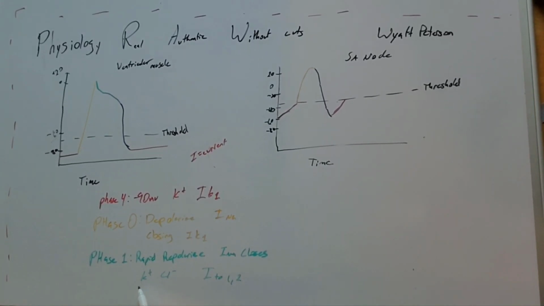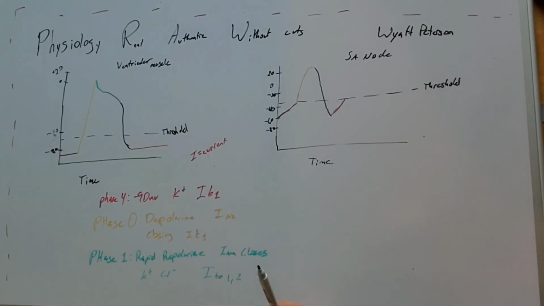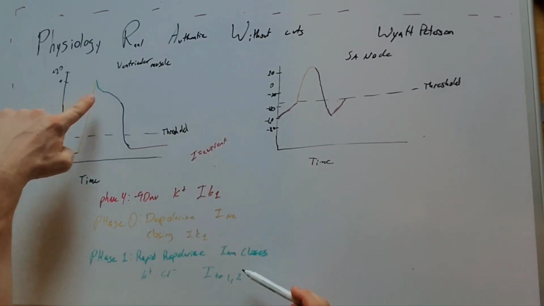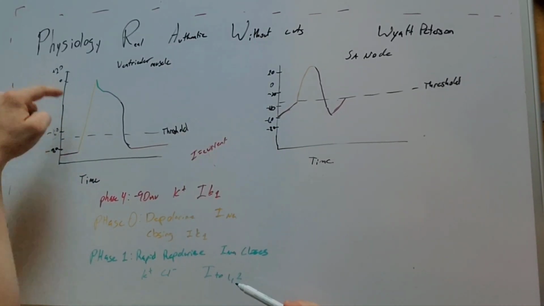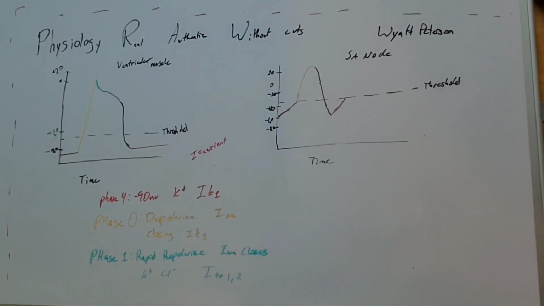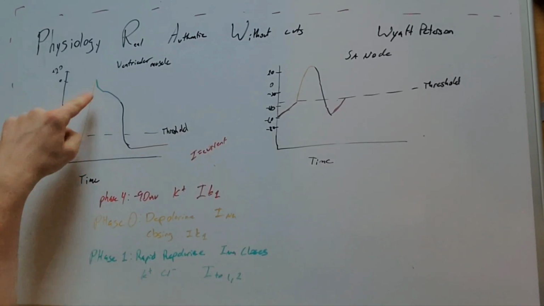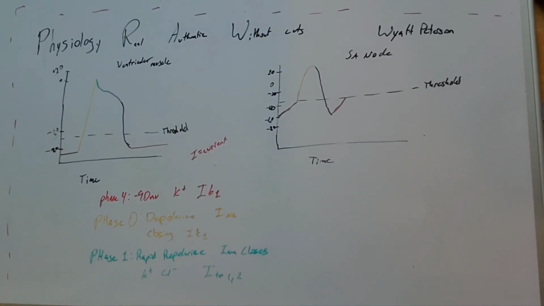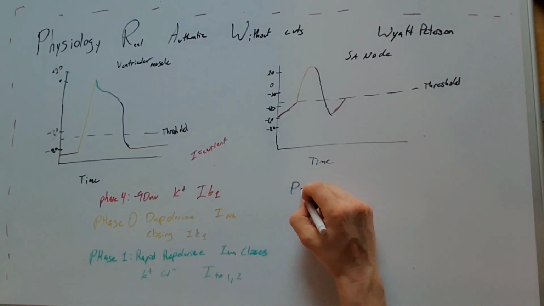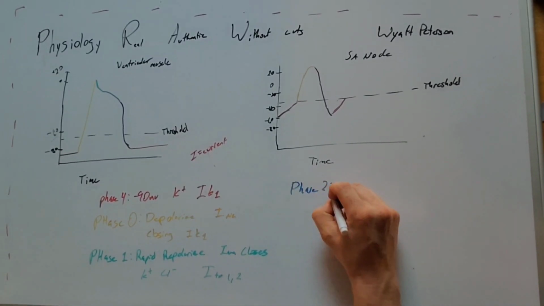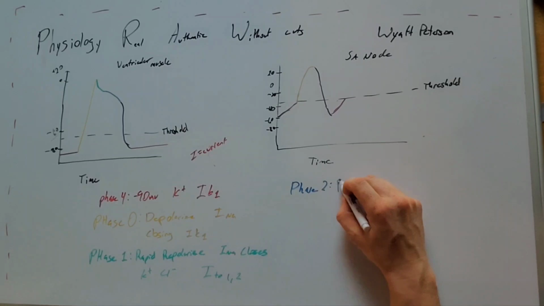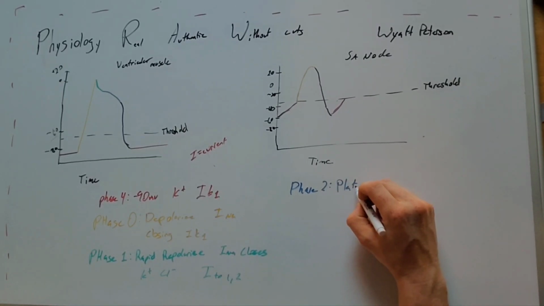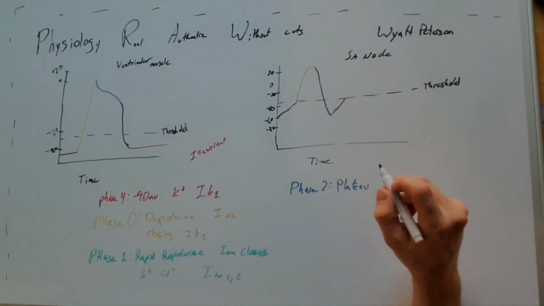So the potassium will go back out of the cell to bring down the charge, and chloride will rush into the cell to bring down that charge as well. You can see that it levels out a little bit, and we'll get into that. That is called phase 2. So that's the plateau.